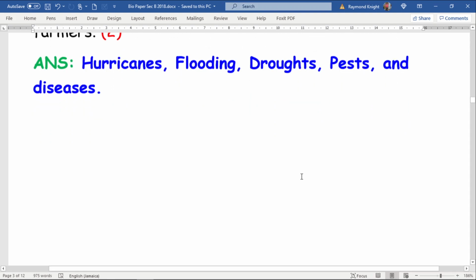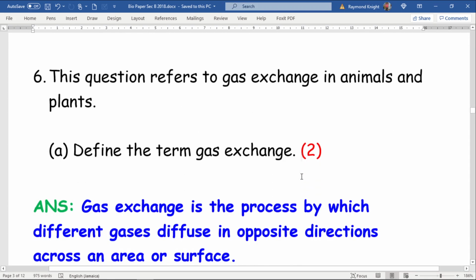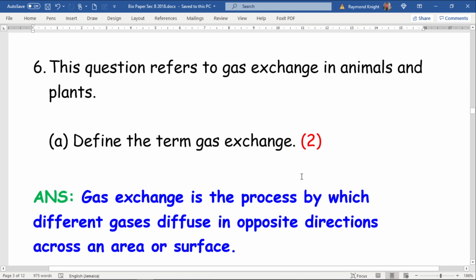All right. So now let's jump into the next question here. It's question number 6, and we're moving a little bit fast today. All right. So hopefully we can get to the end of it. All right. So this question refers to gas exchange in animals and plants. Now, part A asks us to define the term gas exchange.